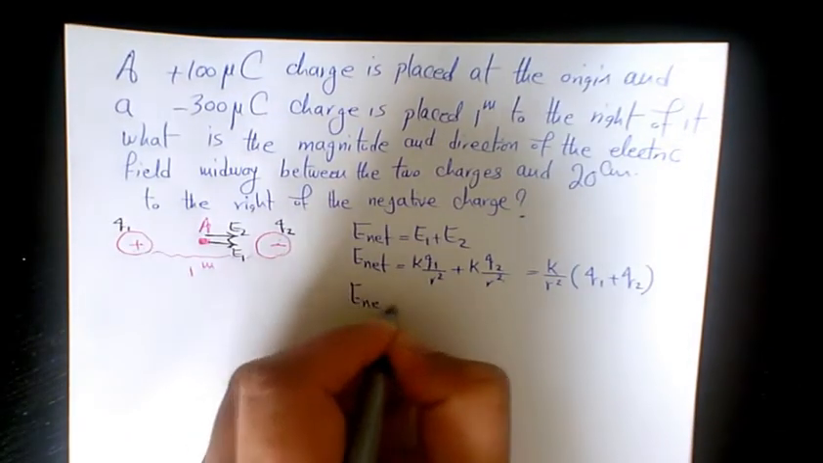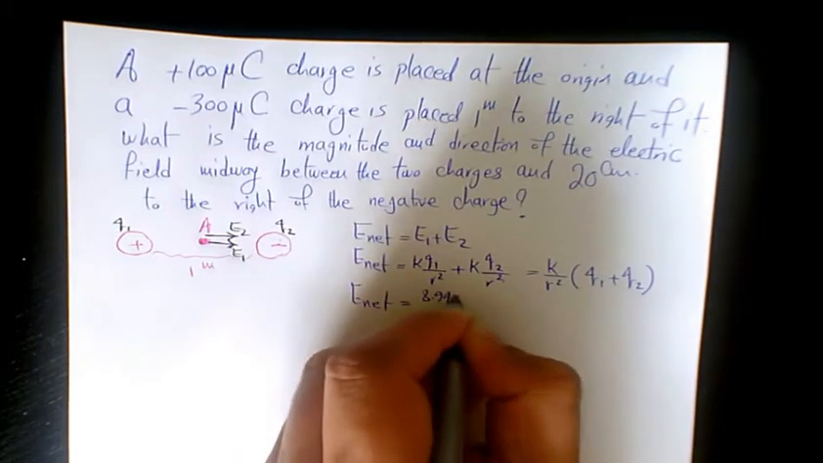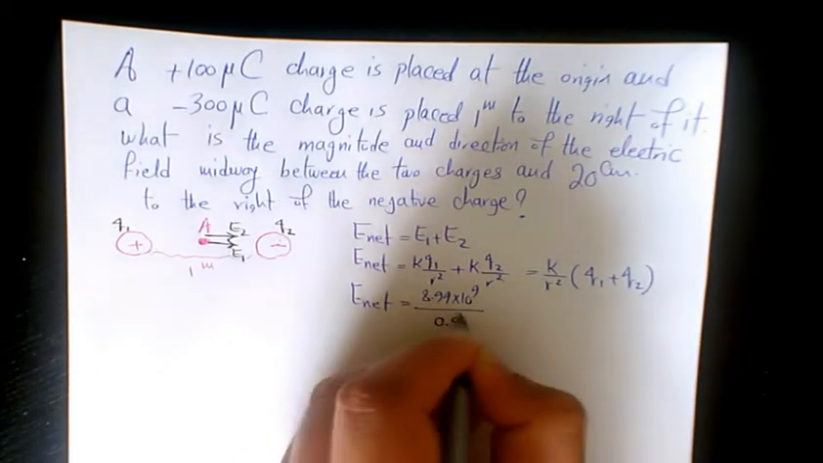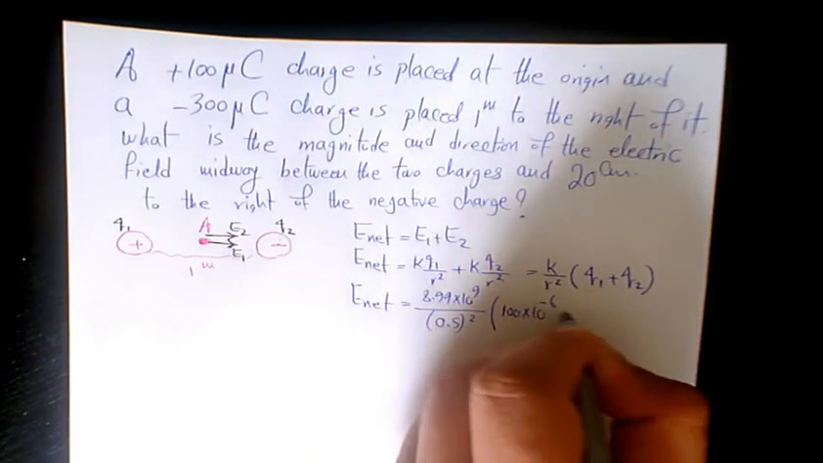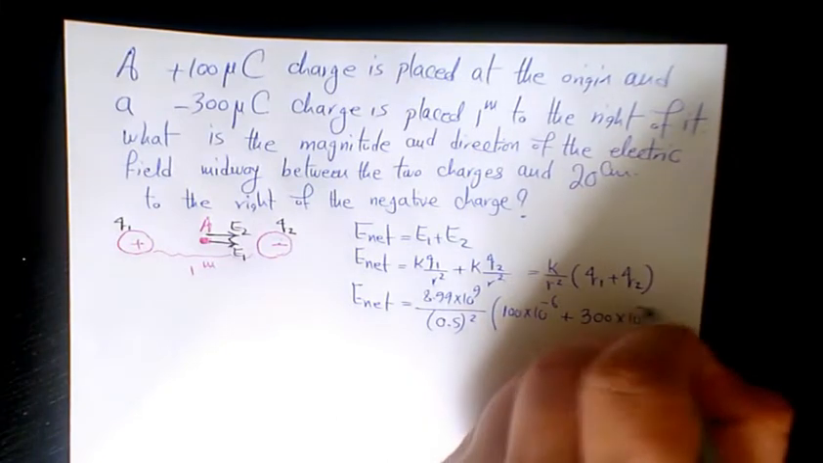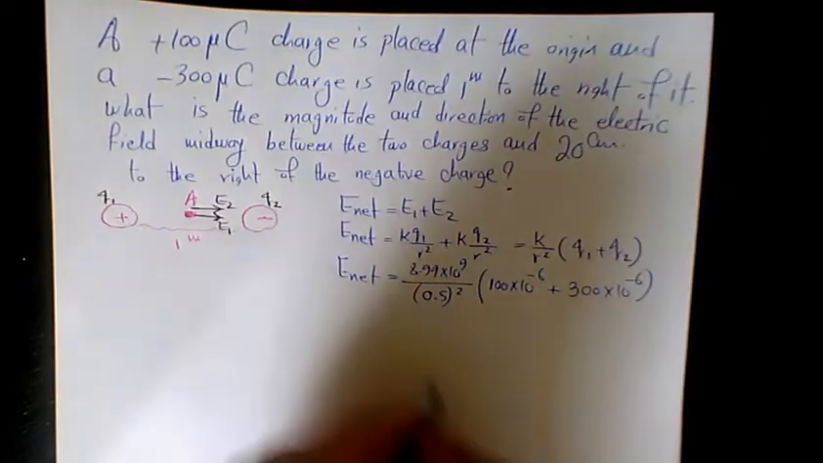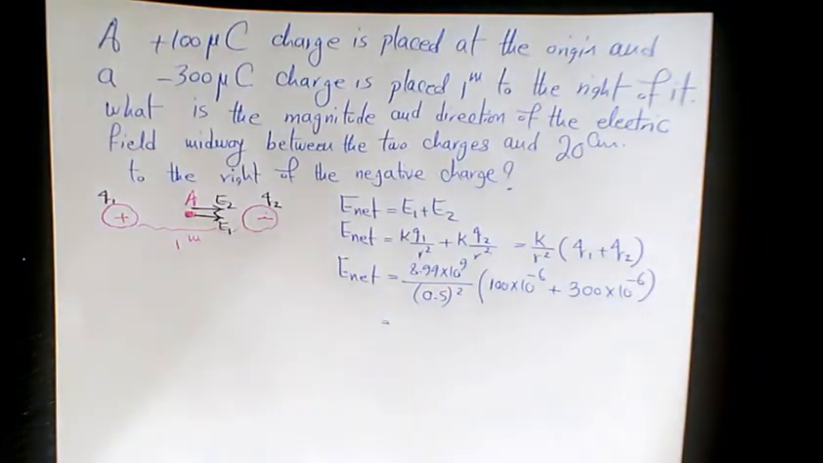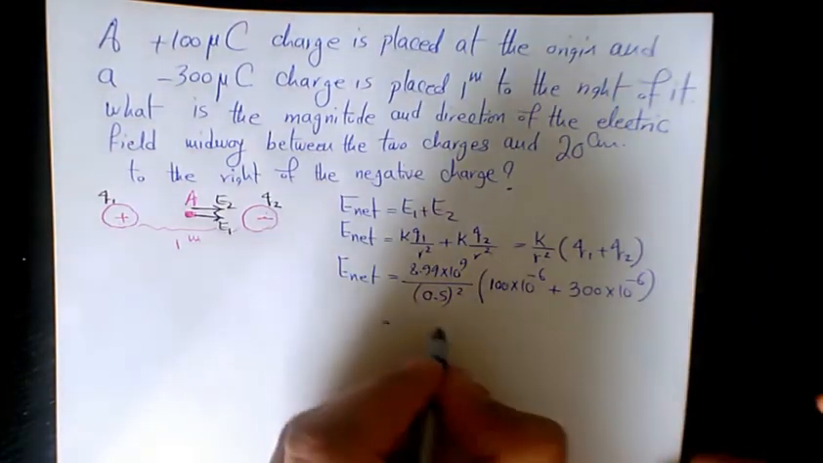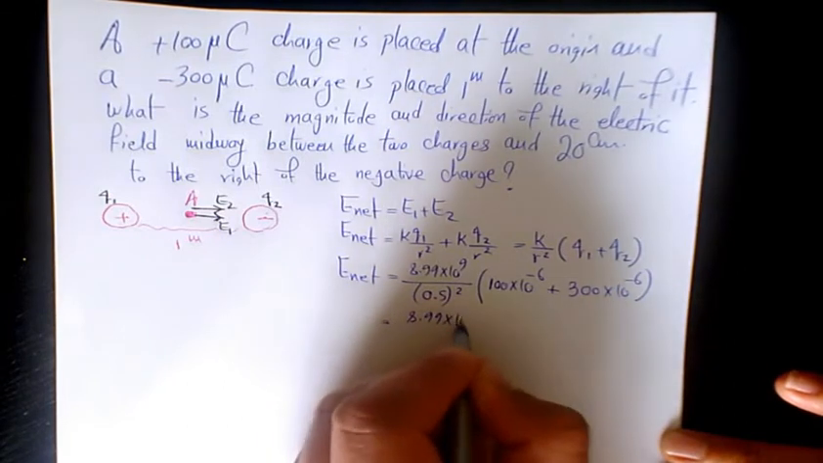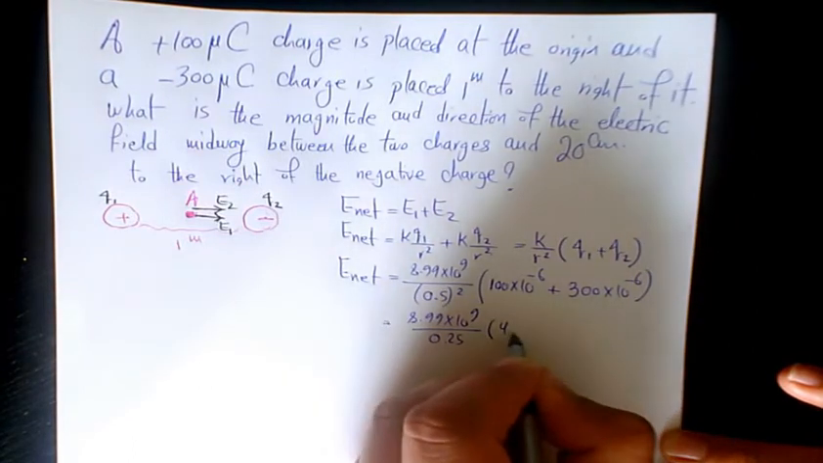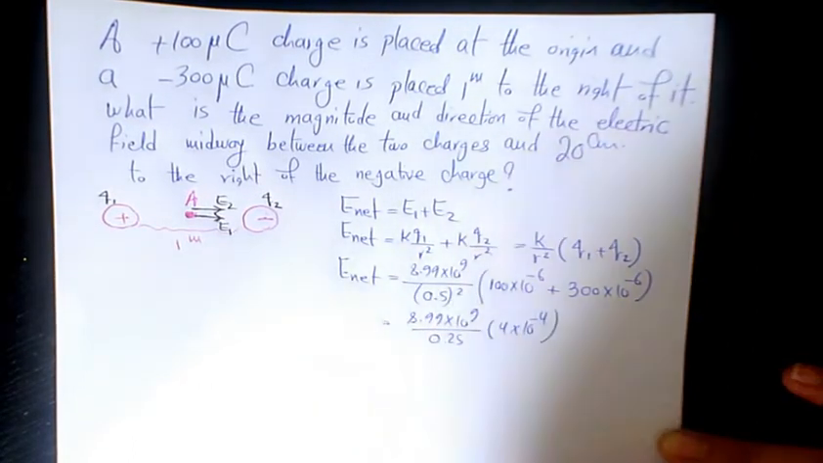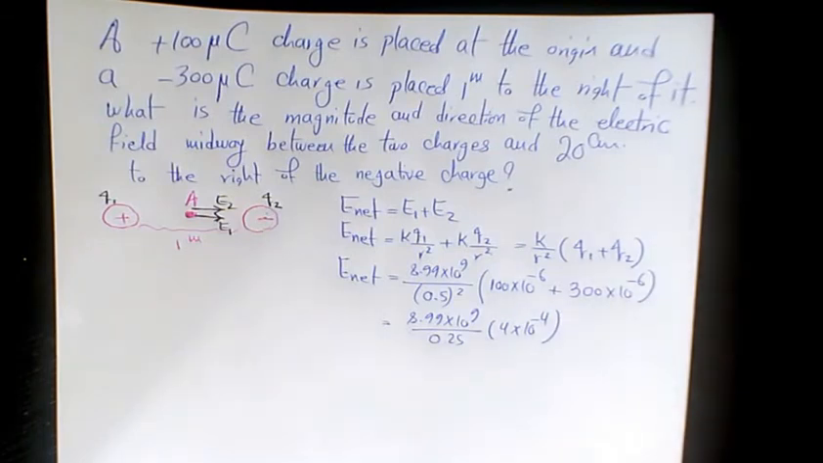So E net will be 8.99 times 10 to the power of 9 divided by 0.5 to the power of 2, times 100 times 10 to the power of negative 6 plus 300 times 10 to the power of negative 6, which will be 400 times 10 to the power of negative 6. So we have 8.99 times 10 to the power of 9 divided by 0.25, and here we have 4 times 10 to the power of negative 4, because 400 times 10 to the power of negative 6 is the same as 4 times 10 to the power of negative 4.